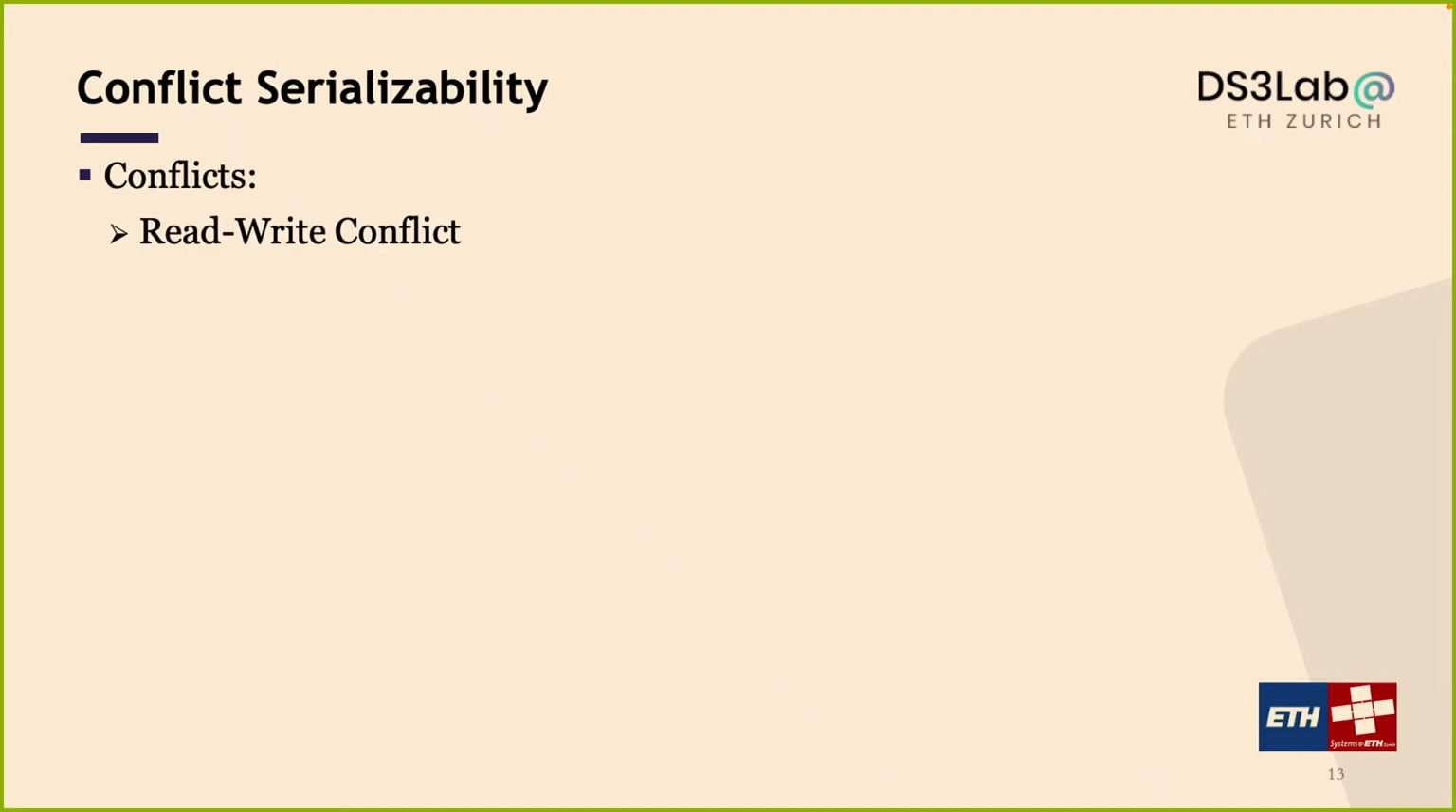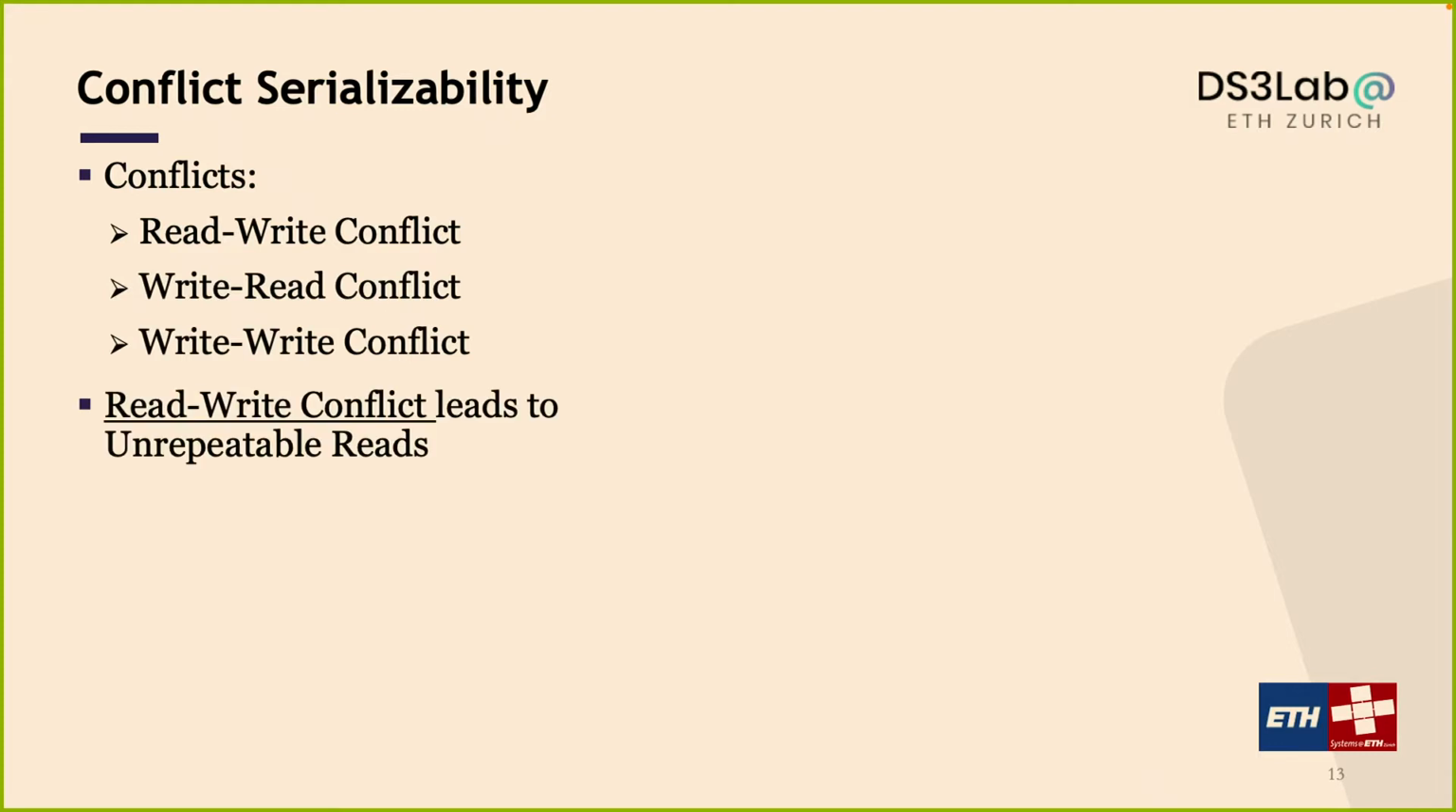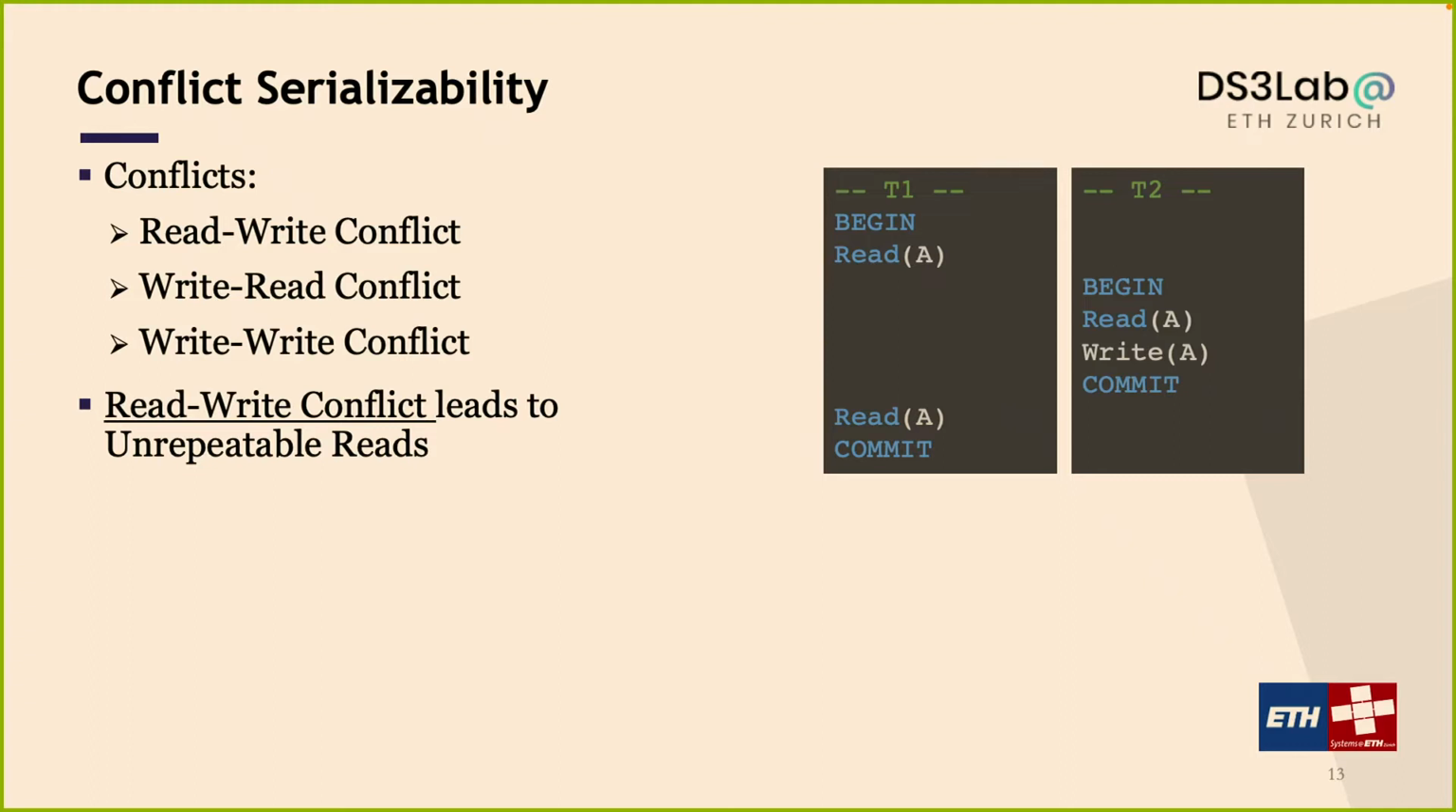Okay, so there are 3 different types of conflicts between operators of different transactions. There's a read-write conflict, there's a write-read conflict, there's a write-write conflict, okay? So let's look at one example of what we mean by 2 operators being in conflict with each other. Now let's look at this I/O pattern: T1 read A, then T2 read A, T2 write A, T1 read A.